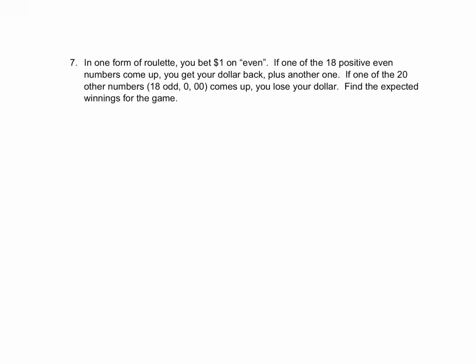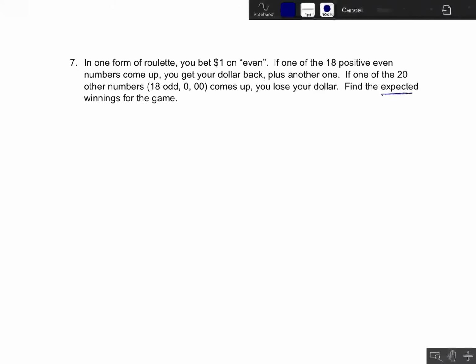Okay. And lastly, let's look at this one. So here it says in one form of roulette, you bet $1 on even. If one of the 18 even numbers comes up, then you get your dollar back plus another $1. So that would be a net winning of $1. If one of the 20 other numbers, so the 18 odd numbers or a 0 or double 0 comes up, then you would lose your $1. And we want to find the expected value for the winnings of the game.